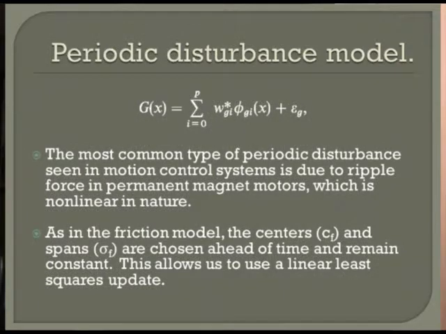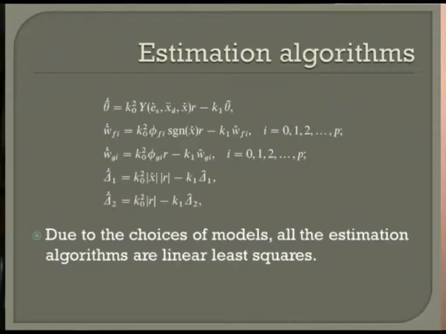So the periodic disturbance model is almost identical to the friction model. Once again, radial basis functions. Once again, the centers and spans are chosen ahead of time. And so now we get into the estimation algorithms. The estimation algorithms can be done in a continuous time simulation and are a linear least squares.